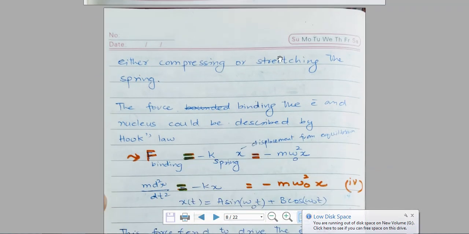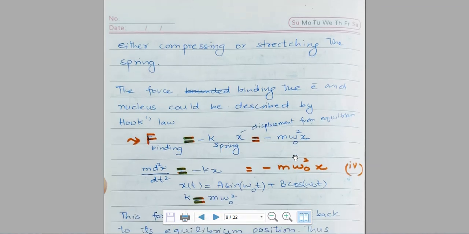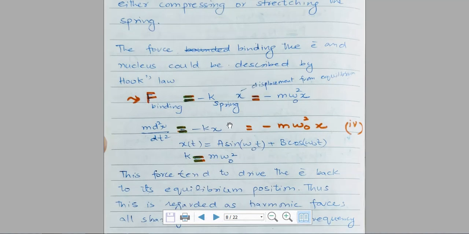The force binding the electron and nucleus can be described by Hooke's law. F binding equal to minus kx. K is the spring constant, which is replaced by m omega naught square. Omega naught is the natural frequency of the oscillating molecule. In equation 4 you have written it in differential form, and the solution of this differential equation should be x(t) equal to a sine omega naught t plus b cos omega naught t. Here k equal to m omega naught square.